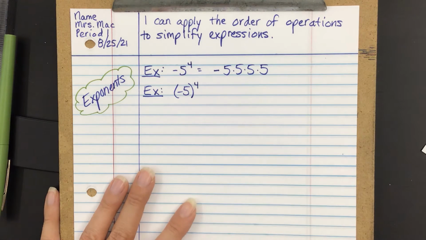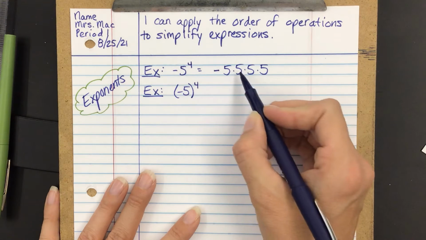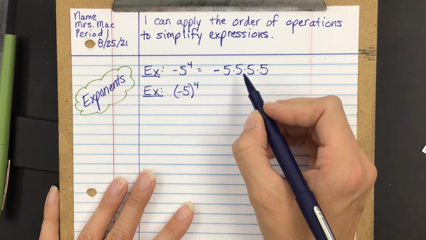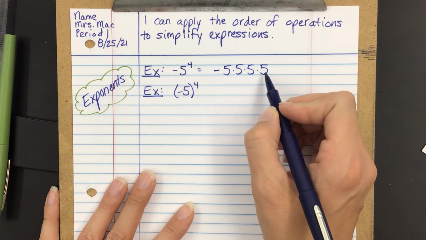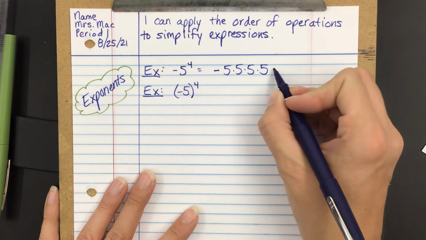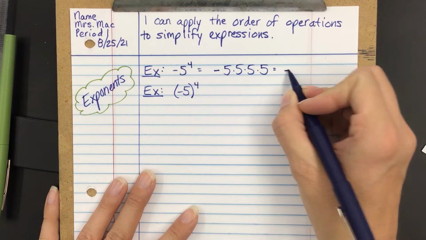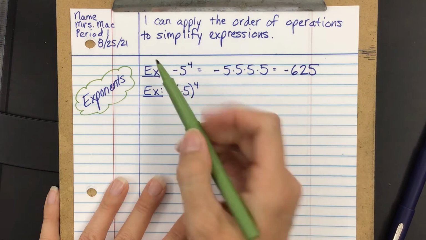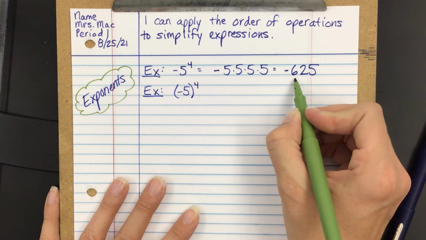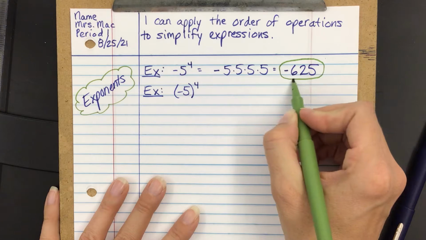Okay, so what that means is after you do 5 to the 4th power, the answer will be negative. So the negative just kind of hangs out there in front, and you know that the answer will be negative once you do the exponent, okay? So if we do this, 5 times 5 is 25. 25 times 5 is 125. 125 times 5 is 625. And we know that it is going to be negative because that negative is here out front. Okay.